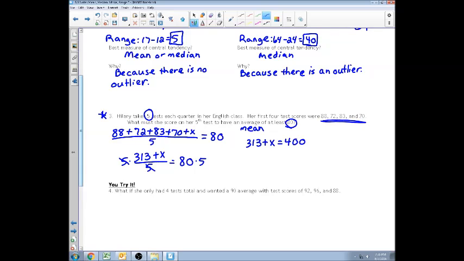Now to get x by itself, right now I have addition, so I would need to subtract the 313. So x would equal 87. She would need to get an 87% on that final test in order to have an average of at least 80%. Every time that you have a story problem, you need to give me a label. In this case, it would just be percent. So she would need to get an 87%.